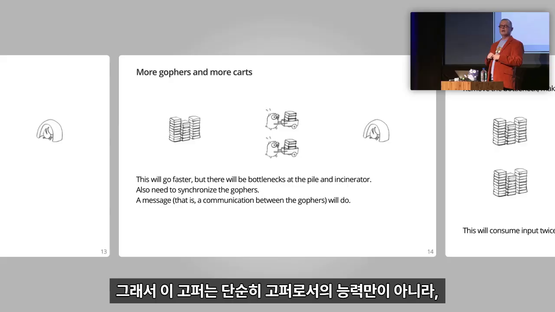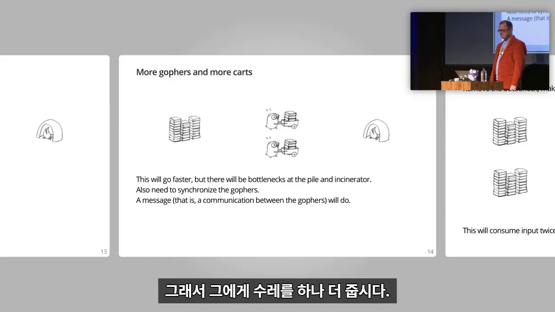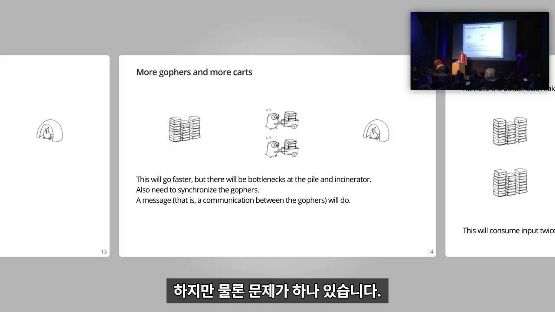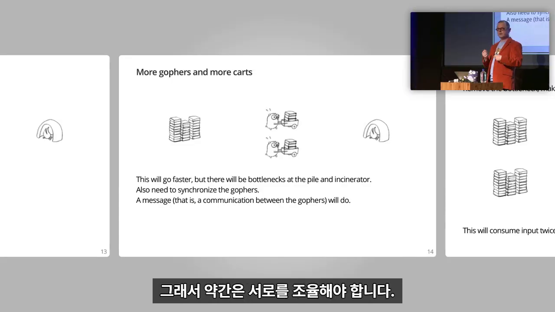So this gopher needs not only the ability to be a gopher, but he also needs the tools to get the job done. So let's give him another cart. Now that's going to go faster. We're definitely going to be able to move books quicker with 2 gophers pushing the carts. But of course there may be a little problem because we're going to have to synchronize them. They can get stuck at the incinerator or the book pile, getting in each other's way, running back and forth. So they're going to need to coordinate a little bit.